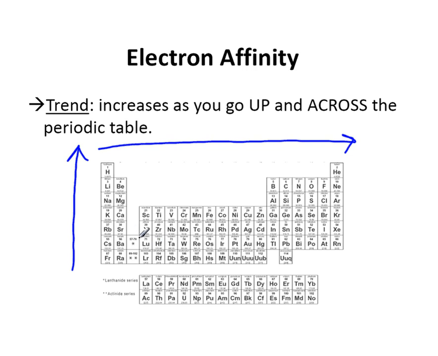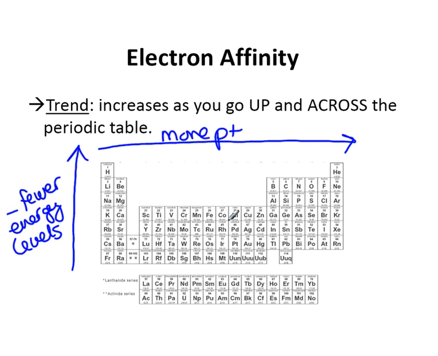And we still want to think about those two different things. As we go up, there's fewer energy levels. And going across, there are more protons. But the other thing that you can look at is what types of elements are present, because that can also play a role. So if you remember from your review, you have this staircase that goes down the periodic table. On this side of the staircase, you have metals. And then on this side, there are non-metals.